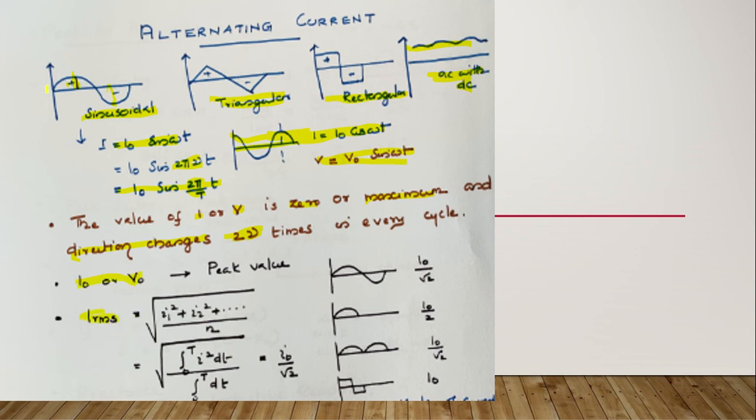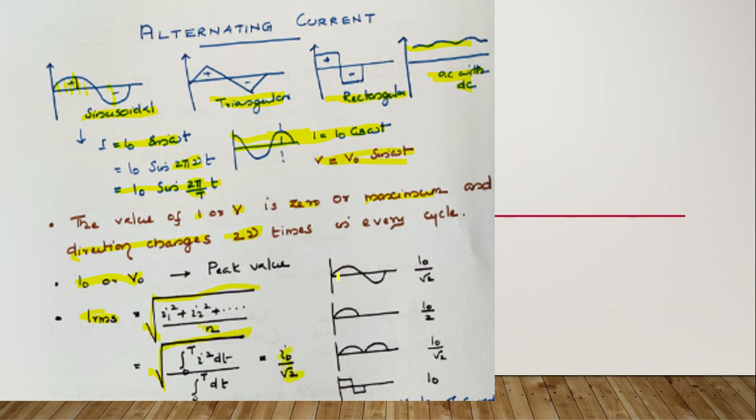So the sum of the squares of the currents at instants of a wave, divided by the number of such squares, with a root, that is the root mean square value. We can find it by the integration method, with the simple expression integral 0 to T I square dt by integral 0 to T dt. We get the value as I0 by root 2.